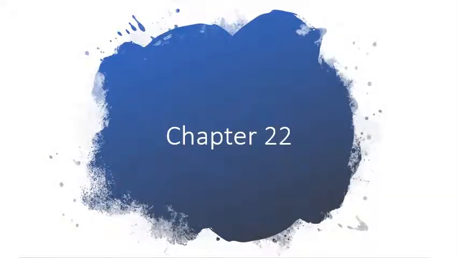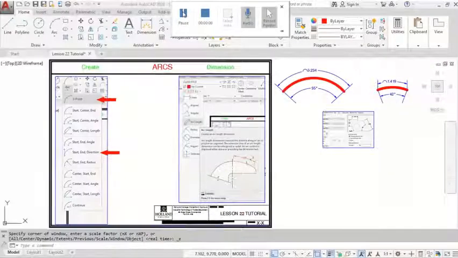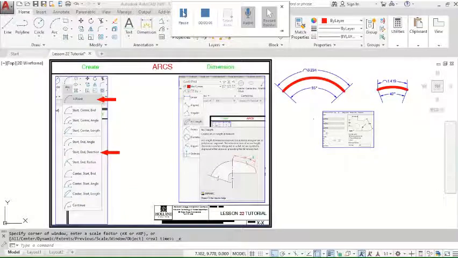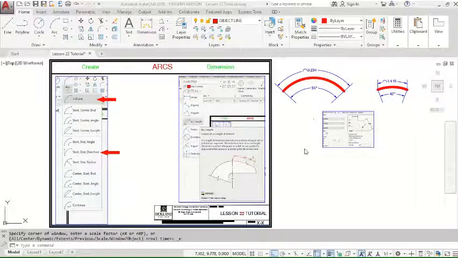This is the tutorial for Chapter 22 in your Beginning AutoCAD workbook. Okay, so Chapter 22, it says our objectives are to draw an arc using 10 different methods and to dimension arc segments. So in the introduction, it says there's 10 different ways to draw an arc in AutoCAD.